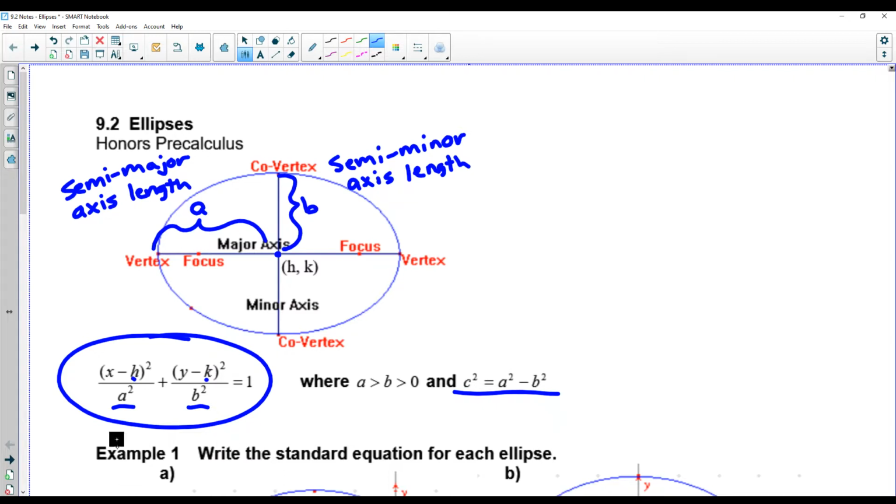Once you have A and B out of the equation, you can easily find C, and it will let you find the focus on each side, or the foci, which is the plural of focus. So you can get the C value from the messed up Pythagorean theorem and find your focus in life. You can find both of them. All right, so there's your terminology.